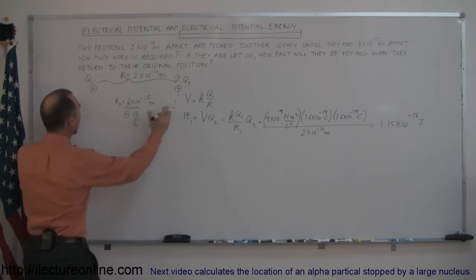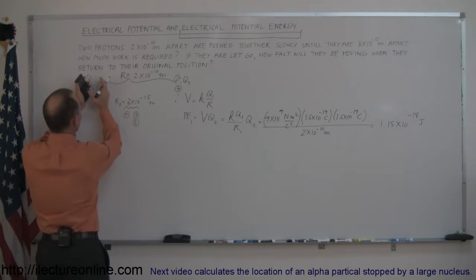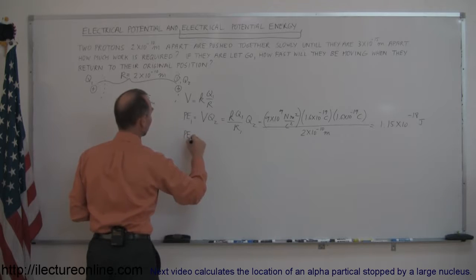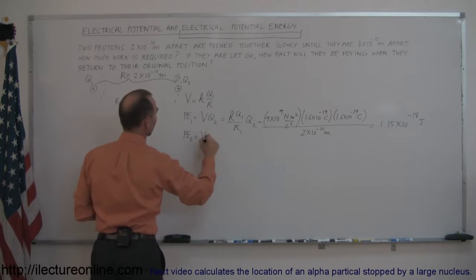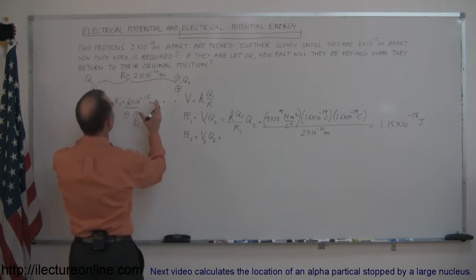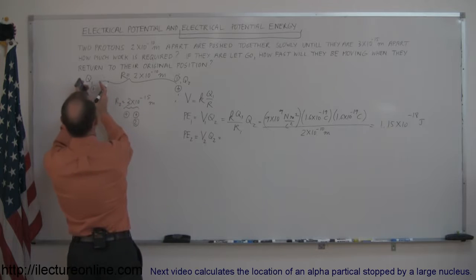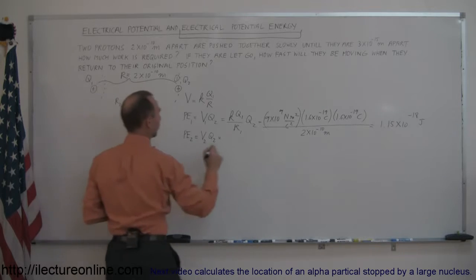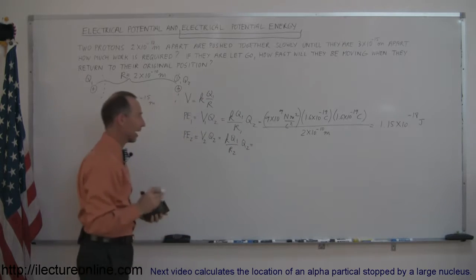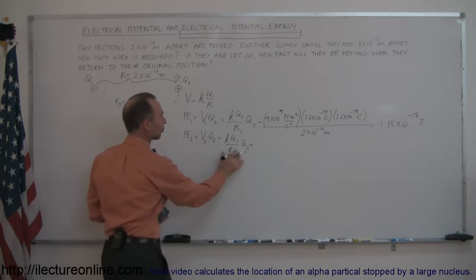Now, what will be the potential energy of the system when the two protons are this close together? That would be PE2, potential energy 2, equal to V2 times Q2, where we call these V1 and V2. V2 would be the potential when you're this close to the charge, so it would be K times Q1 over R2 times Q2. And so we get the exact same equation, but now the distance is much closer.